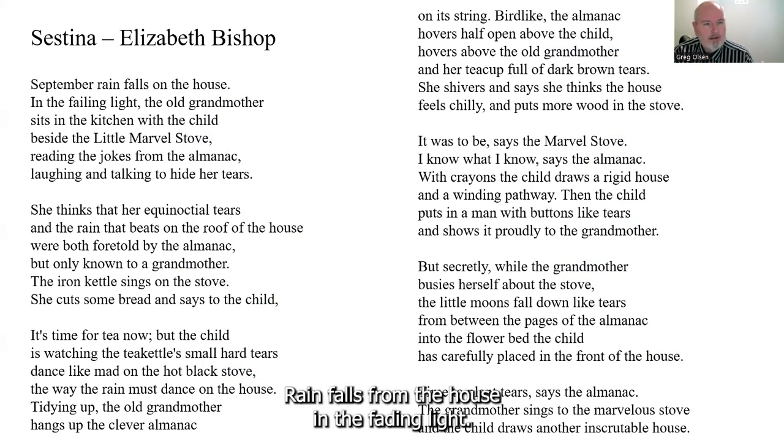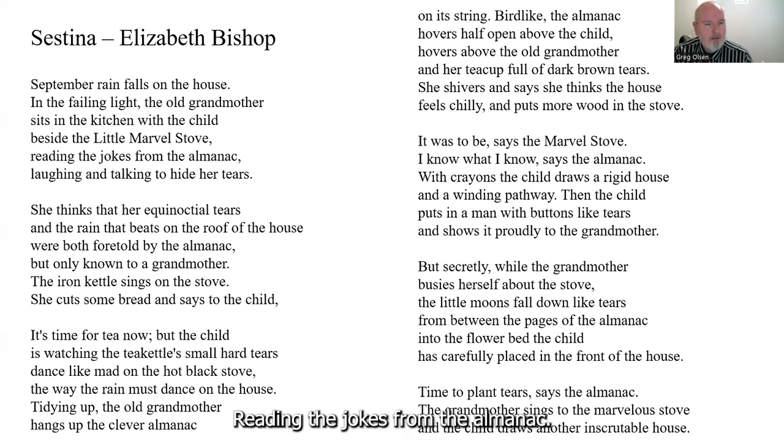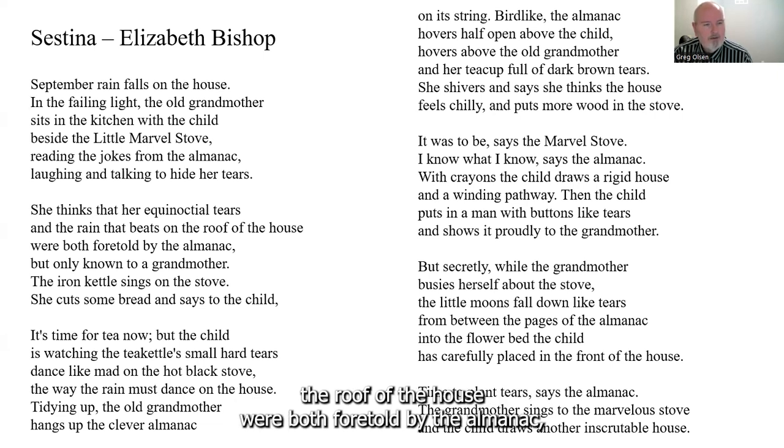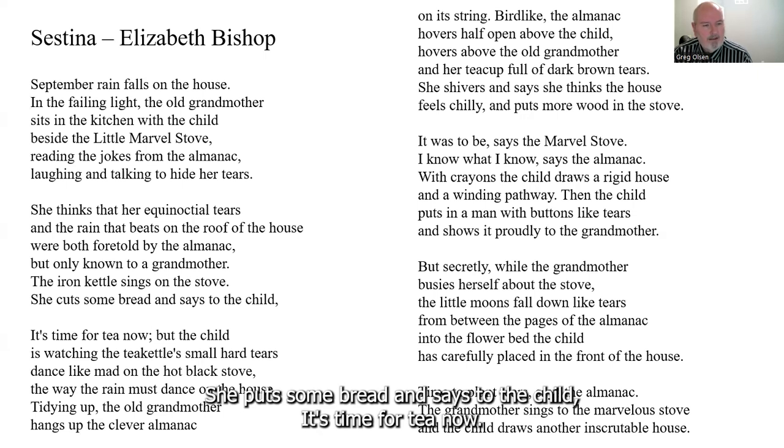September rain falls on the house in the failing light. The old grandmother sits in the kitchen with the child beside the little marble stove, reading the jokes from the almanac, laughing and talking to hide her tears. She thinks that her equinoctial tears and the rain that beats on the roof of the house were both foretold by the almanac, but only known to her, the grandmother. The iron kettle sings on the stove. She cuts some bread and says to the child, "It's time for tea now."